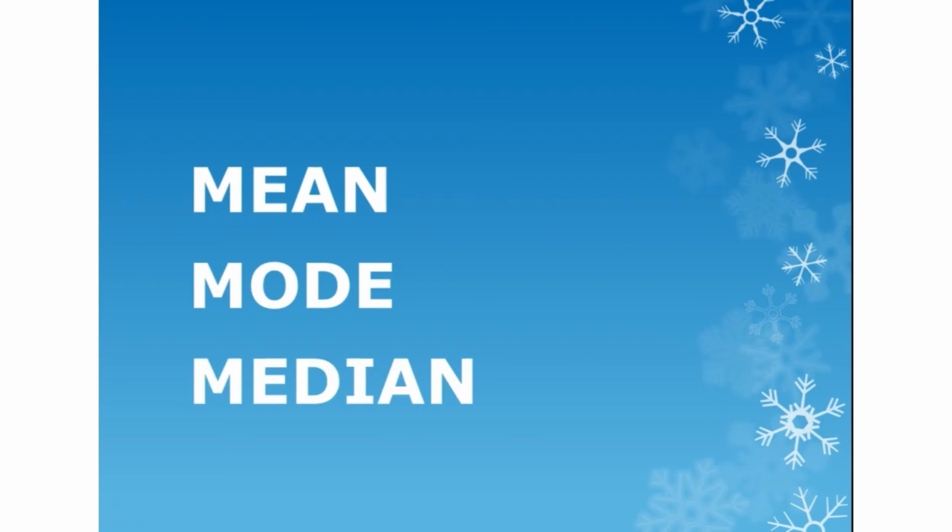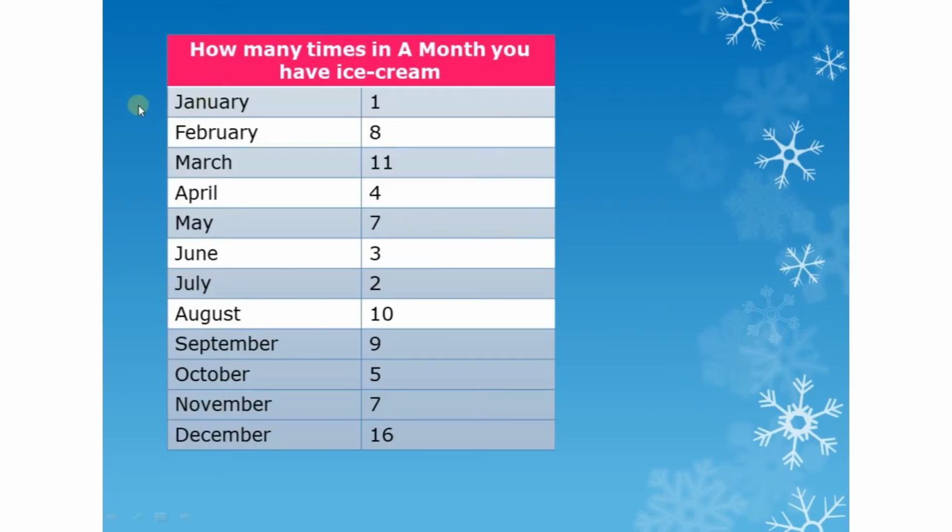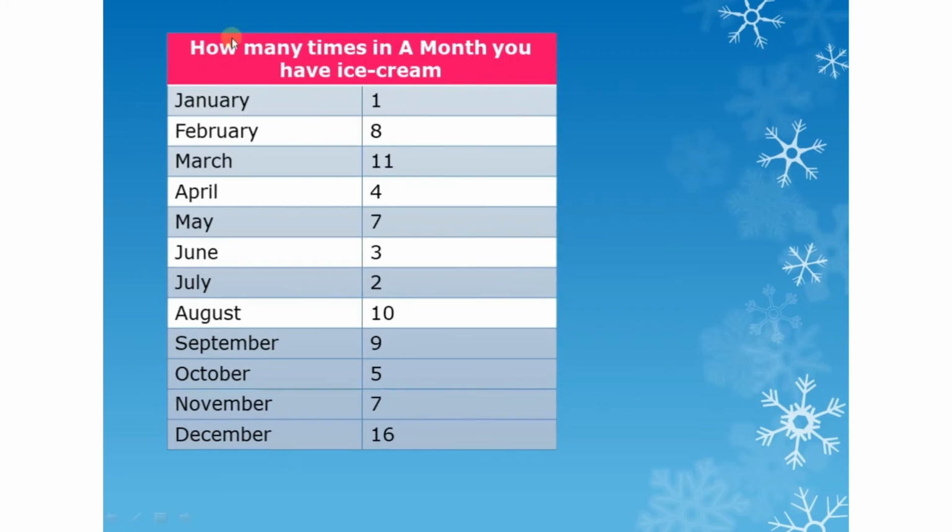Now we are going to put mean, mode, and median into one question. So this is a table. This table shows how many times a month you have ice cream. So there are 12 months. Every month you record how many times you have ice cream. So January you have ice cream once, February 8 times, March 11, and it goes on and on. So we're going to find the mean, mode, and median of this data set.